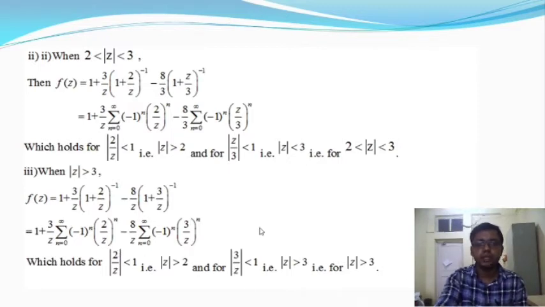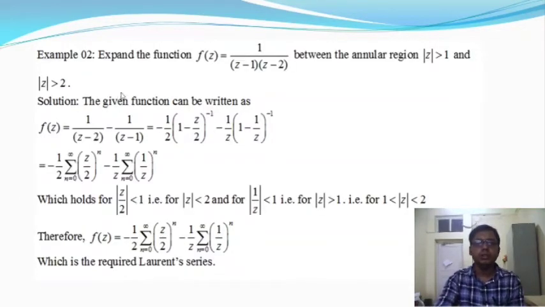Let us move on to the next problem on Laurent series. Here is the example. Expand the function f of z is equal to 1 by (z minus 1) into (z minus 2) in the annular region modulus of z greater than 1 and modulus of z less than 2. So here is the solution of the given problem.